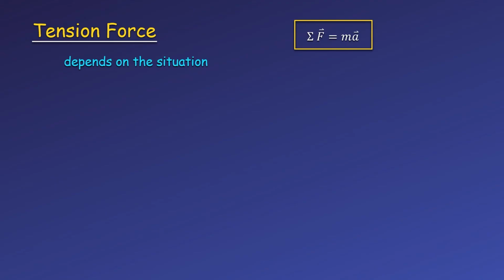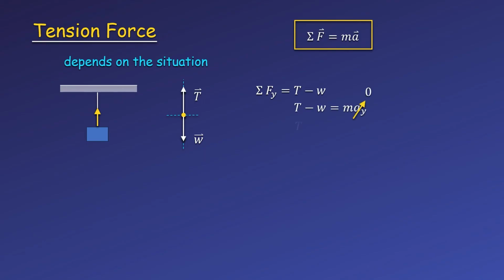Now let's look at tension, which is very similar to the normal force because it also depends on the situation. Say we have a block suspended by a rope. If we draw a free body diagram, the box has mass, so it will have weight pointing downward. This will cause tension in the rope to pull the box upward. Now we apply Newton's second law. The tension is upward and the weight is downward. If the box is remaining still as it is suspended, the acceleration is 0. And we find the tension is equal to the weight, or just mg.